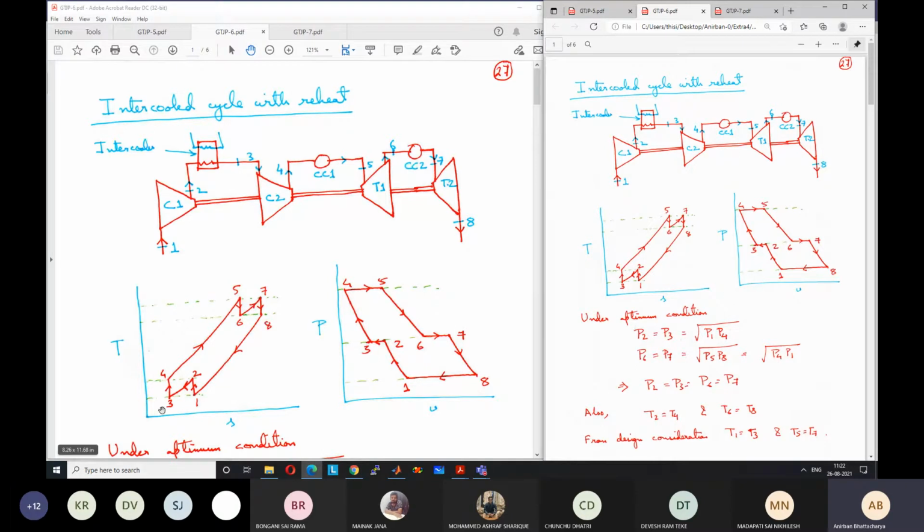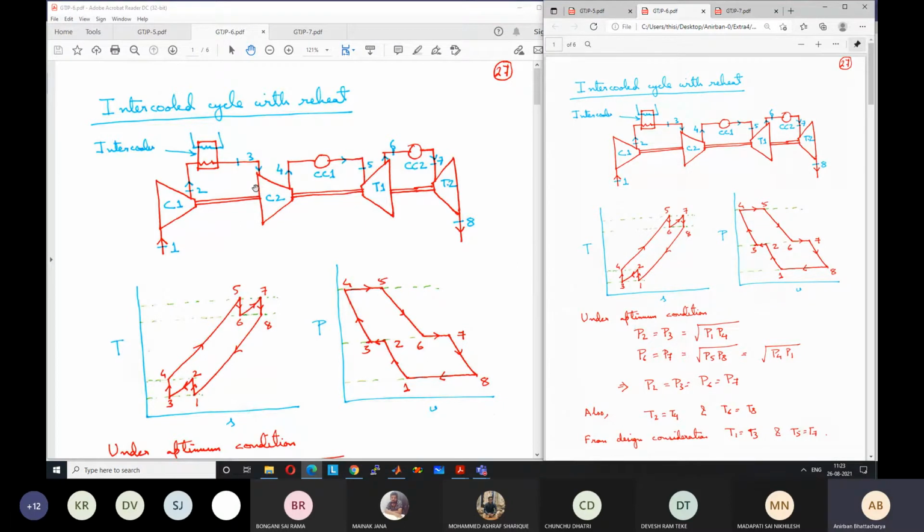And for the intercooled cycle, we have seen that the pressure and temperature ratios are the same from 1 to 2 and 3 to 4. So T4 is equal to T2, as T1 is equal to T3. That also we have discussed. So in this case, T1 equals T3, T2 equals T4, T6 equals T8, and T5 equals T7 for the maximum work output, for the optimum cycle.